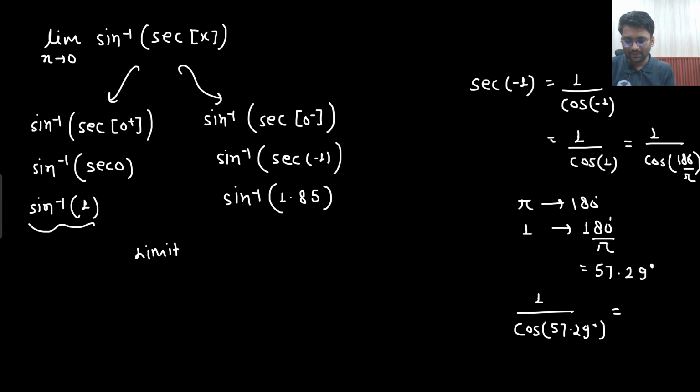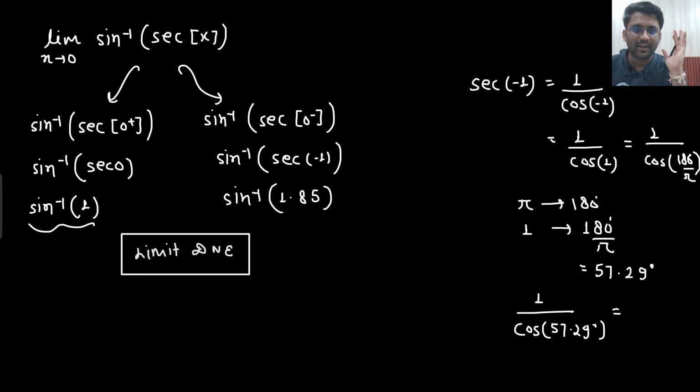When I find out this value, it is coming out to be nearly around 1.85. So these two values are not the same, so the limit does not exist. The point is, they can ask anything in the examination. You should have the temperament to tell your brain that you know everything: check at 0 plus, check at 0 minus, and you will be able to get the answer.